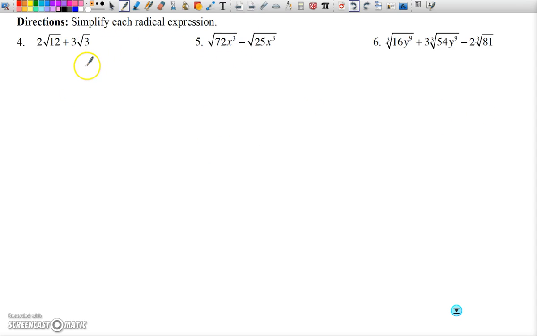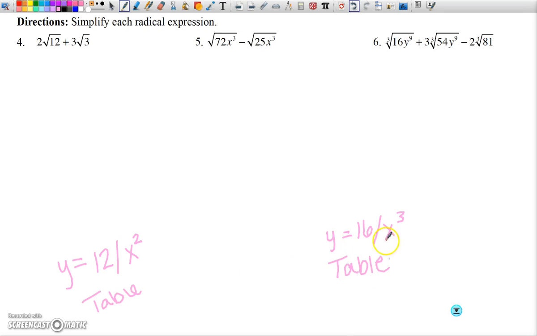All right, so simplifying radical expressions. You can do these completely in the calculator, and remember that what you want to do for something like the square root of 12 is that you want to go to y equals, you want to type in 12 divided by x squared. And that's because you're doing square root. Where over here, you would do 16, so y equals 16 divided by x cubed. And then you go into the table, which is second graph. Okay, so just a reminder that that's how you get to that from your calculator.